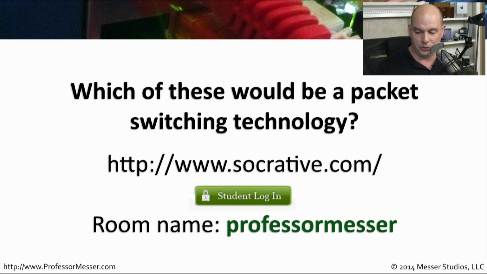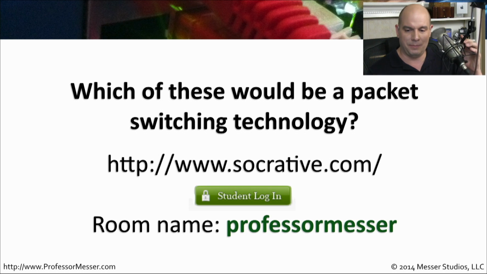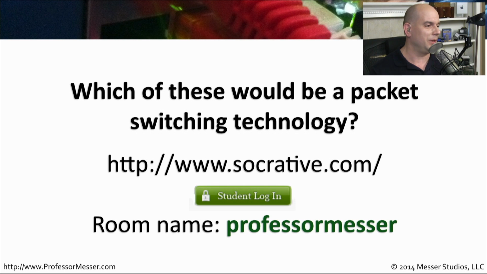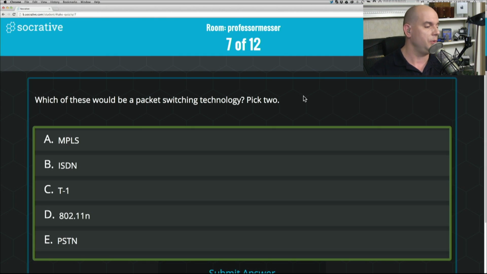Okay, let's go to our questions. Let's go to the next question, which is, which of these would be a packet switching technology? You didn't even see the things I was doing there because I had it on the other screen. But it's not one of those. Which of these would be a packet switching technology? In this particular case, I'm asking you to pick 2 if you go to Socrative.com and go to Professor Messer as the room name. The 2 options you will choose from will be two of these: MPLS, ISDN, T1, 802.11n, and PSTN.